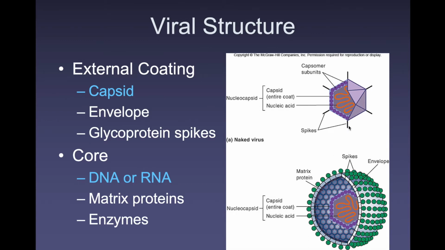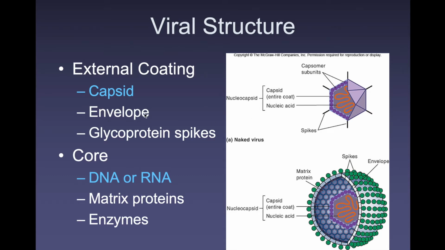Now, the importance of the spikes: these things are glycoproteins, and they have a high degree of specificity towards very particular receptors on the surface of their host cell. So the spikes are what's involved in the binding and attachment to the host cell. But you notice that every virus has a capsid. This is true of all animal viruses, plant viruses, bacteria viruses, etc. And this capsid is made of these capsomer subunits.